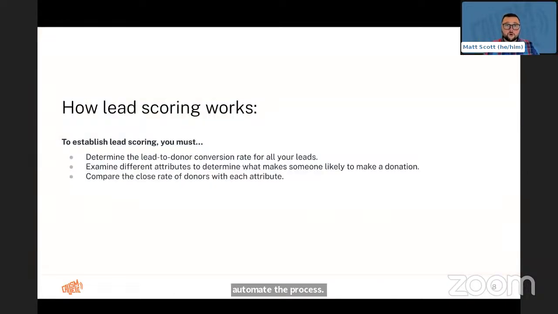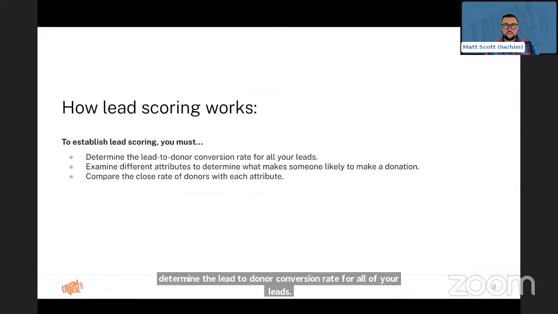So how does lead scoring really work? Like the actual mechanics of how it works. There are three key steps. The first thing you need to do is determine the lead to donor conversion rate for all of your leads. So what do I mean by that? Lead to donor conversion rate.